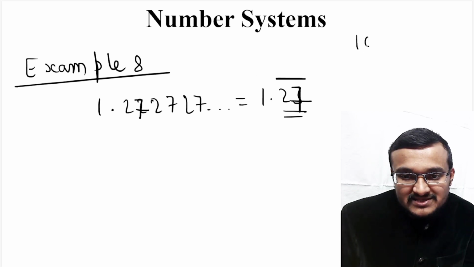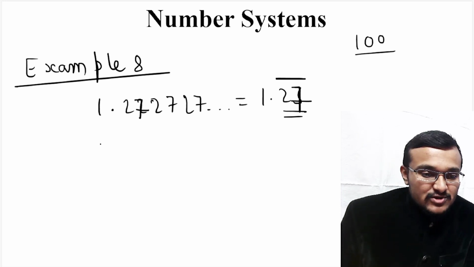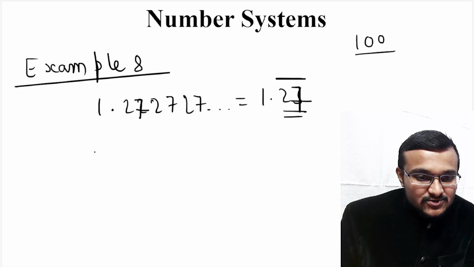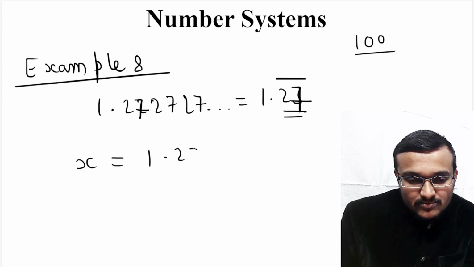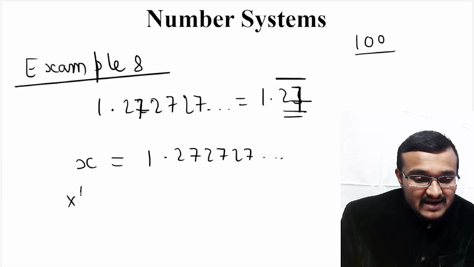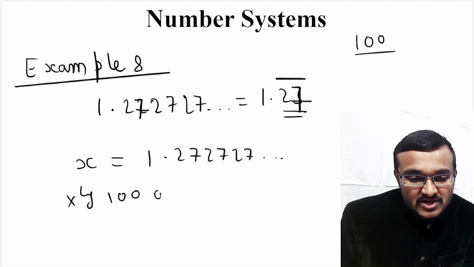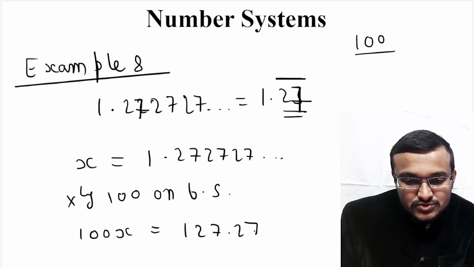So here you can multiply this with 1 followed by 2 zeros, that is 100. First you take this as x. So x is equal to 1.272727, and goes on like this. So here you can multiply 100 on both sides. So when you multiply 100 on both sides, you will get 100x is equal to 127.2727, like this it goes on.